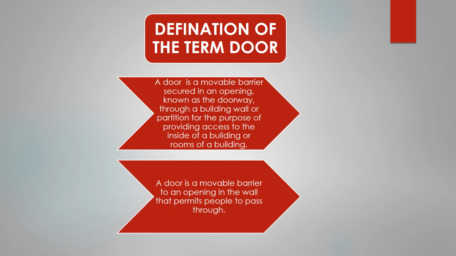The definition of the term door. A door is a movable barrier secured in an opening known as a doorway. So guys, that opening where a door is placed is called a doorway, through a building wall or a partition for the purpose of providing access to the inside of a building or rooms of a building. So here we find the purpose of our door is to provide access to the inside of a building or rooms.